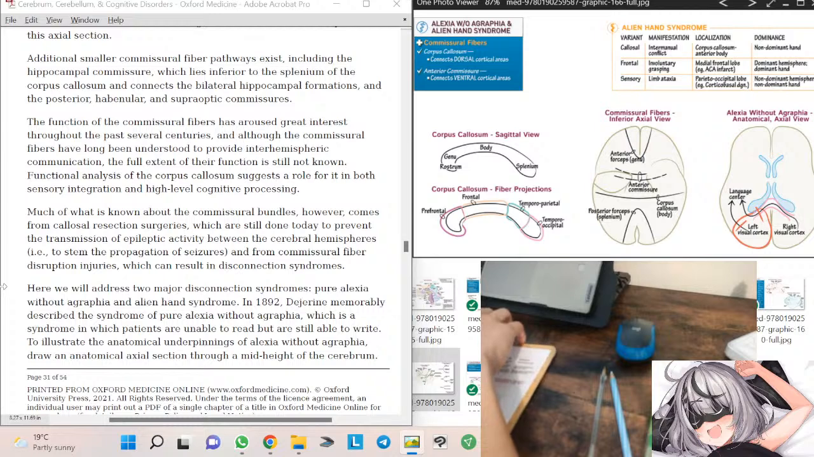Much of what is known about the functional analysis is like MRI, fMRI or something.